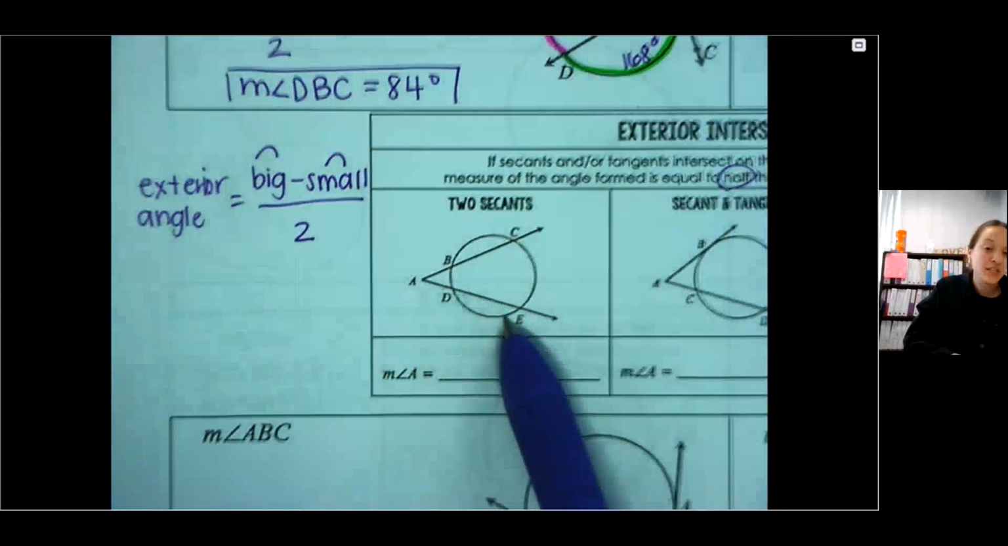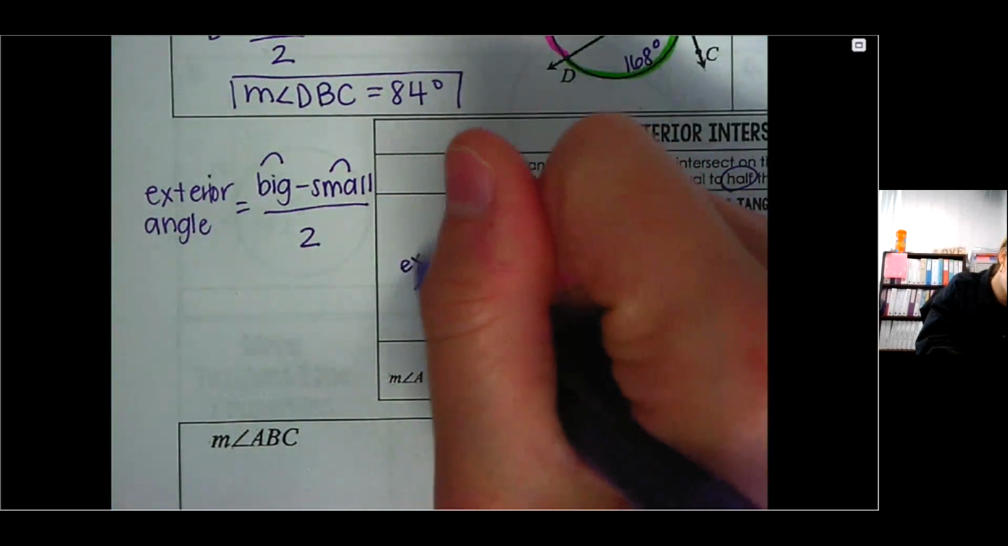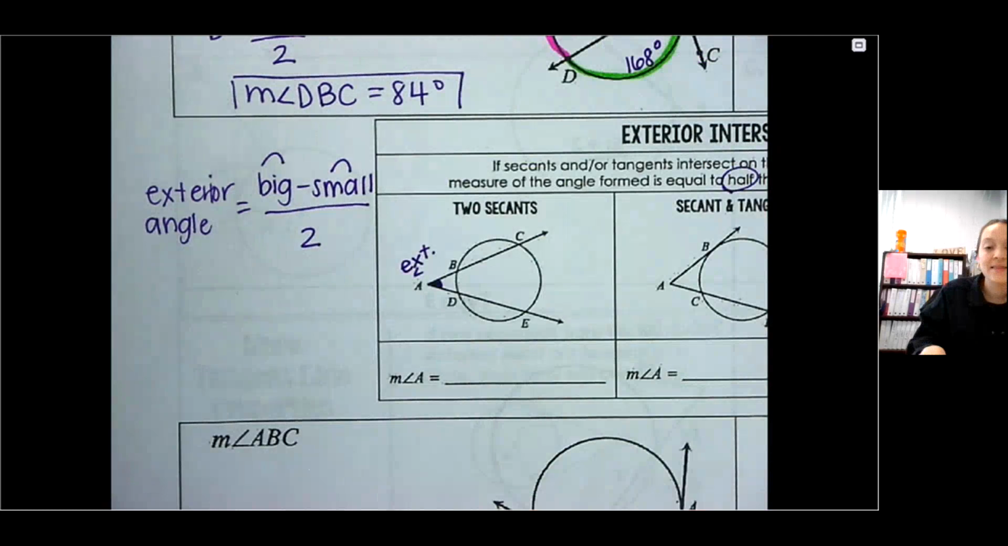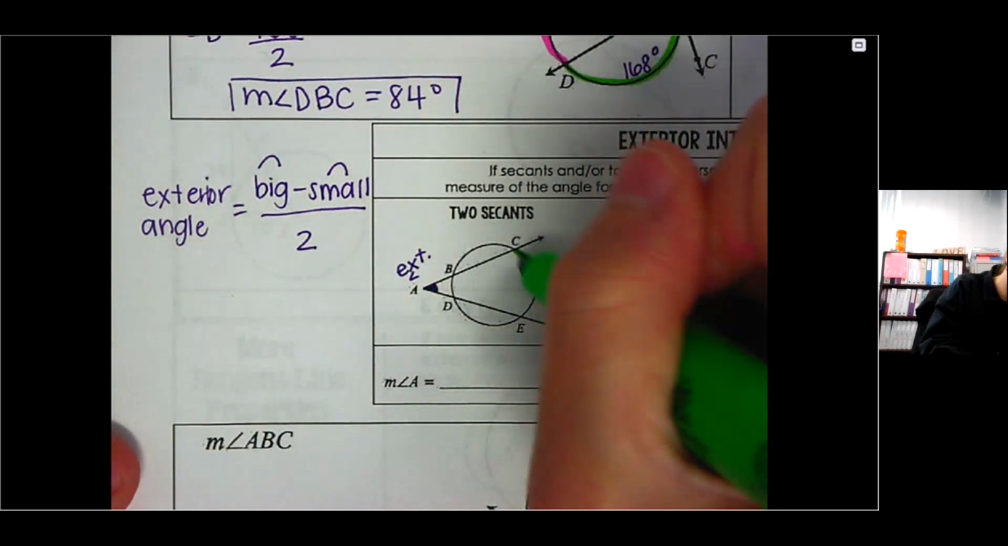So in this first picture here with 2 secants, if I want to find the measure of angle A, which is my exterior angle, I'm going to take the big arc that it intercepts. So this opens up here to the big arc, which is CE.